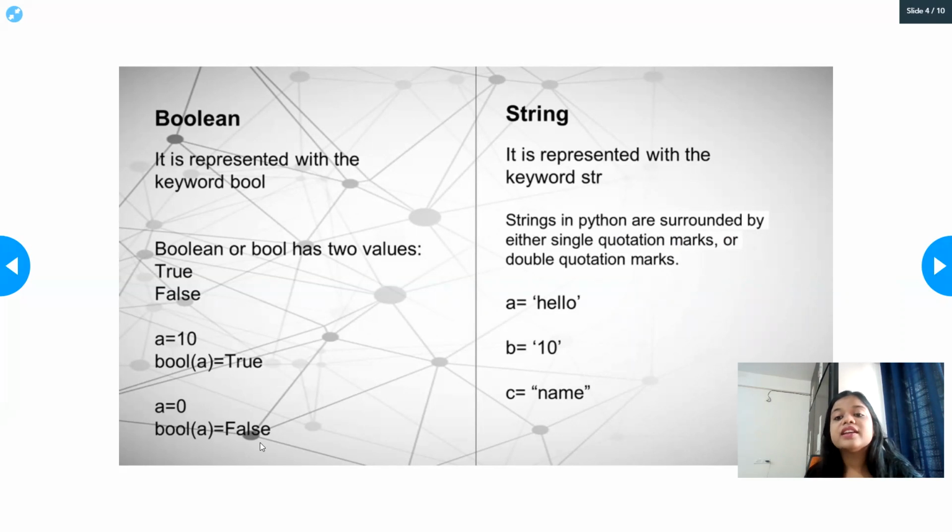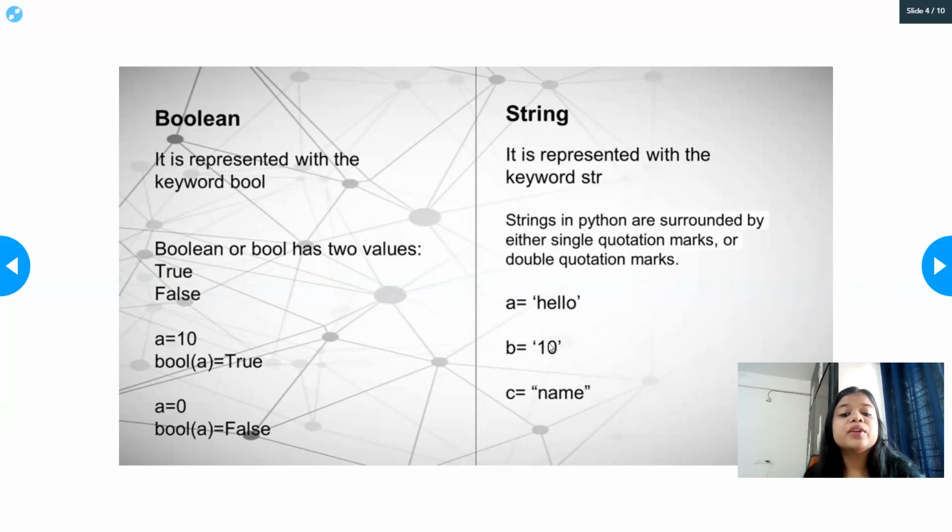Next, coming to string, it is represented with the keyword str, and in the last video we saw a bit of strings. So strings in Python are surrounded either by single quote or double quote. As I mentioned here, a equal to hello, I have written it inside single quote, so it's very much valid. Now b equal to 10, though 10 is an integer, when I write it inside a single quote or double quote, it becomes my string. It stops behaving like an integer and it becomes my string.